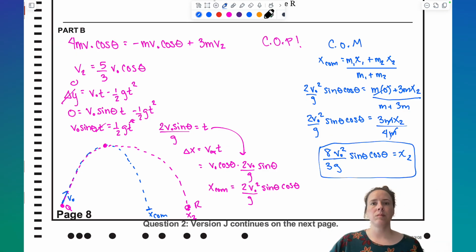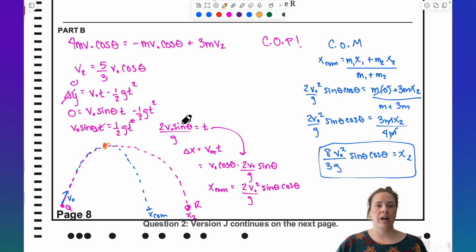Nice. All right, on the other hand, if you wanted to figure out using just projectile motion, you can figure out how long it takes to get to the top. So that's going to be half of this time.